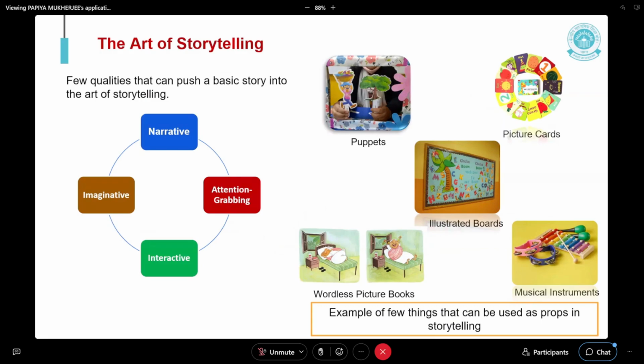The art of storytelling: a few qualities push a basic story into the art of story. It has to have a narrative. It should be attention grabbing. It must be imaginative and interactive. A few examples of things that can be used as props for storytelling: the props can be anything and everything, puppets, picture cards, to name a few, illustrative boards, wordless picture books, etc.